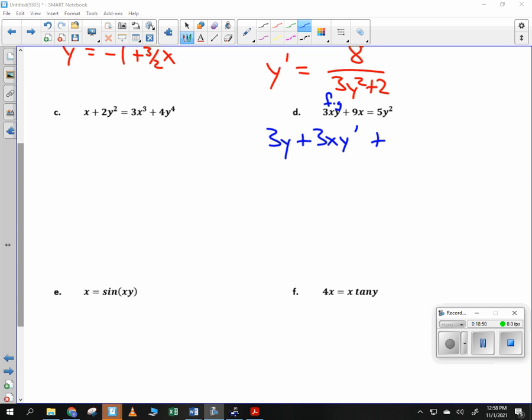Derivative of 9x? 9. Derivative of 5y squared. Cool. Do you want to put your y primes on the left side or the right side? The right side. Okay. So we have 3y plus 9 is equal to 10y y prime minus 3x y prime.